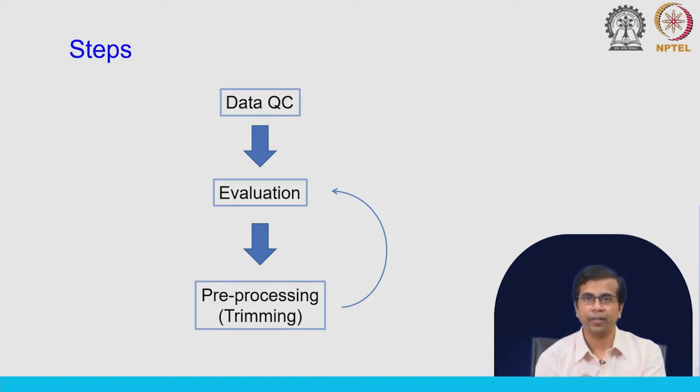If you can visualize in your mind, we have done the data quality control. Once you do that, you have to evaluate the results. Whatever results you have generated, you look at them and then make decisions on whether you need pre-processing, for example trimming. We have talked about two different types of pre-processing, one is duplicate removal, the other is trimming. If trimming is required, we will do it, but then once we do trimming, we have to go back to the evaluation stage again.